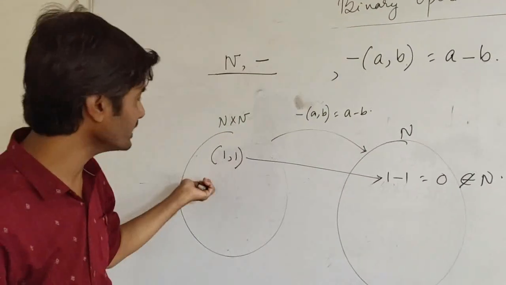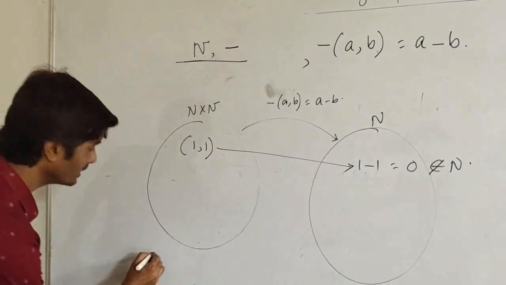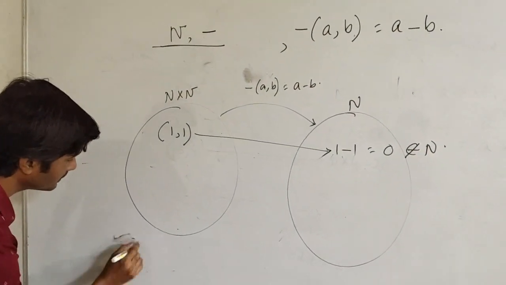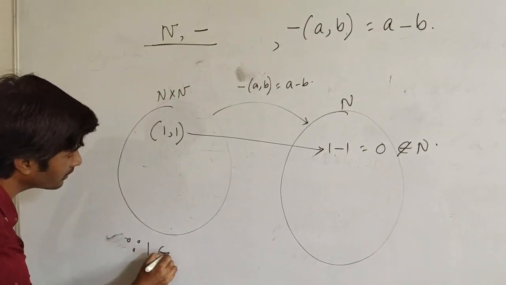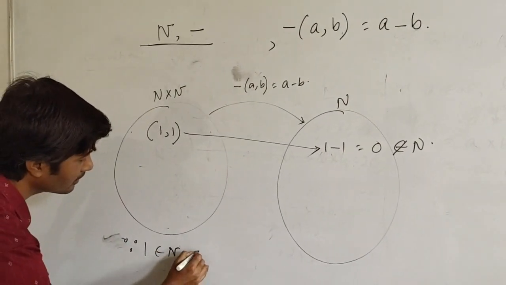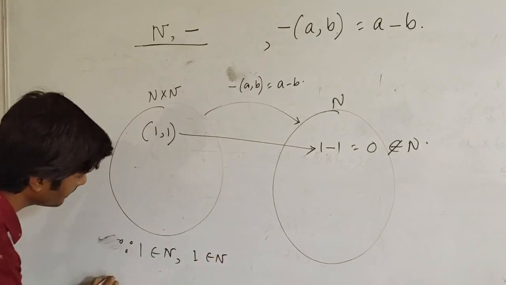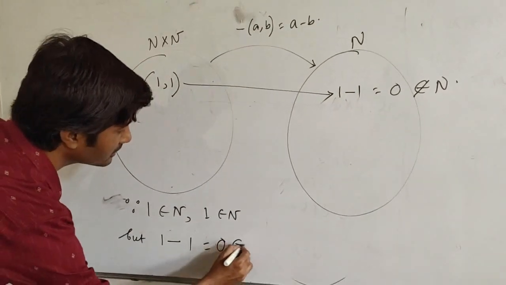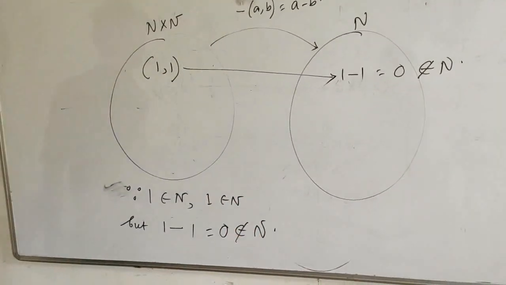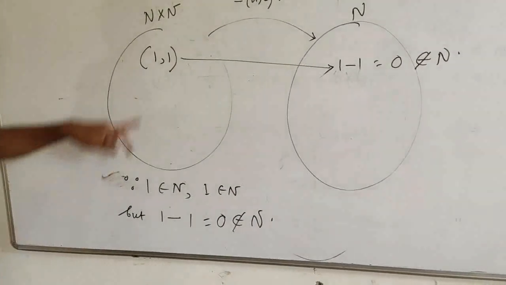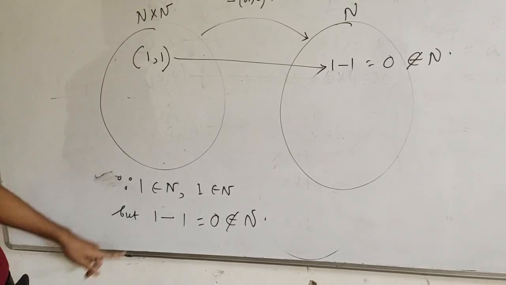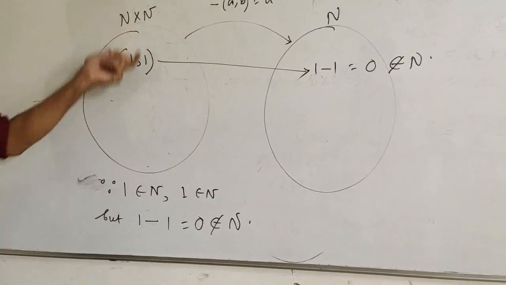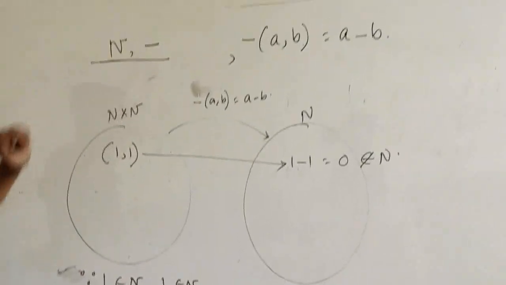We may rewrite this example like this: 1 belongs to N, 1 belongs to N, but 1 minus 1 is 0, which does not belong to N. Therefore, we will say that this subtraction operation is not binary on the set N. So this is all about the subtraction operation in our set N.